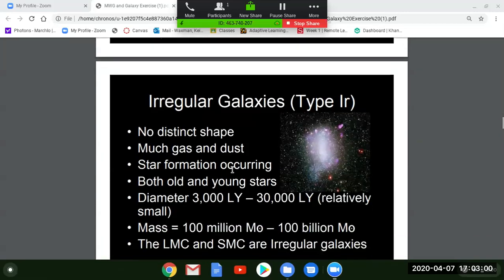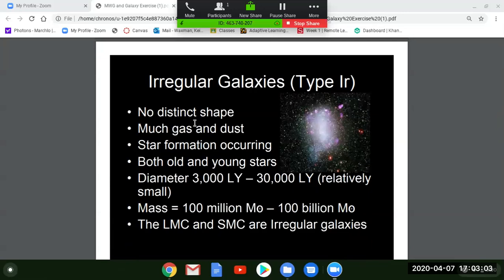All right, irregulars. Irregulars have no distinct shape. Kind of makes sense, irregular. A lot of gas and dust, though. If there's gas, there's star formation, and there are both old and young stars. Don't have to worry about that. They used to call the LMC, the Large Magellanic Cloud, and the Small Magellanic Cloud irregulars, but they call them Magellanic spirals now because they think they detected a spiral arm.